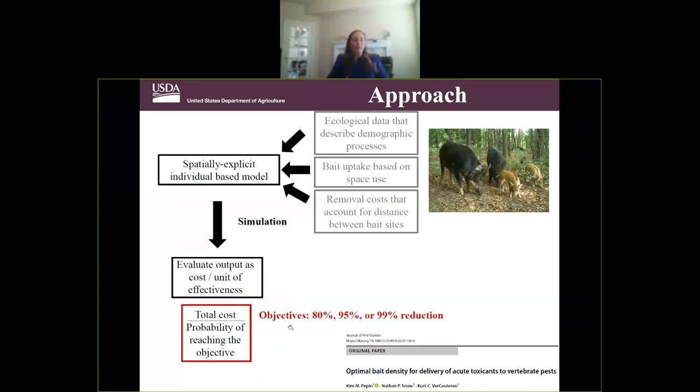The different objectives we looked at were an 80% population reduction, so for example, maybe you're trying to manage damage in a population, versus a 99% reduction, where you're trying to really eliminate that population.